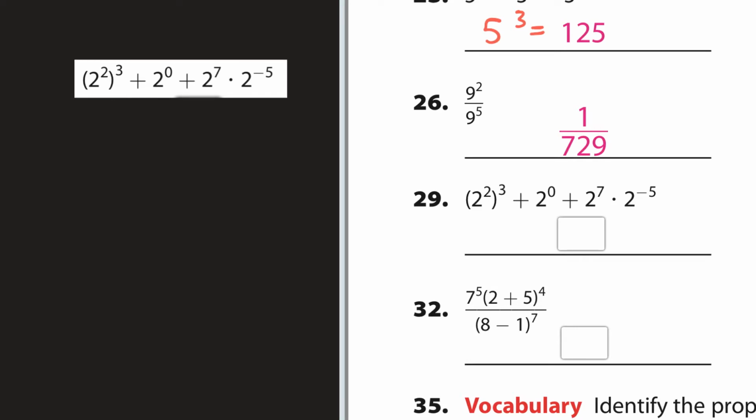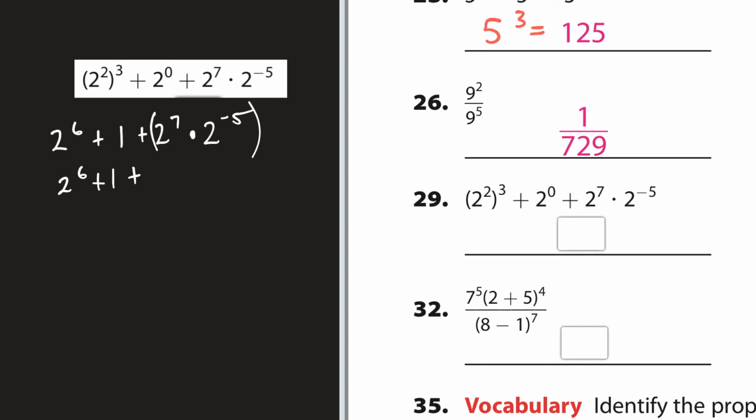Let me rewrite this here. So this is 2 to the 6th plus 1, because 2 to the 0 is 1. Anything to the 0 power is 1. Plus 2 to the 7th times 2 to the negative 5th. Let me rewrite this now. 2 to the 6th plus 1 plus, now since this is being multiplied, I have to think of it like this, because the order of operations says you have to multiply first. And 2 to the 7th times 2 to the negative 5th.